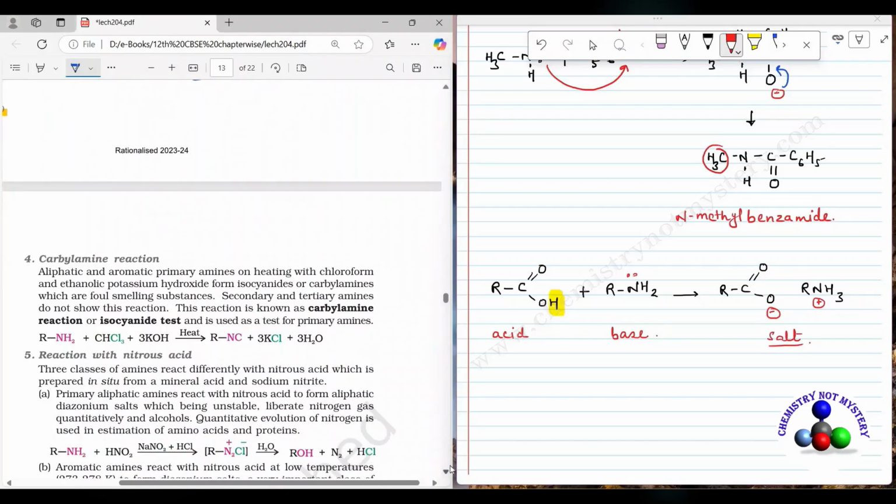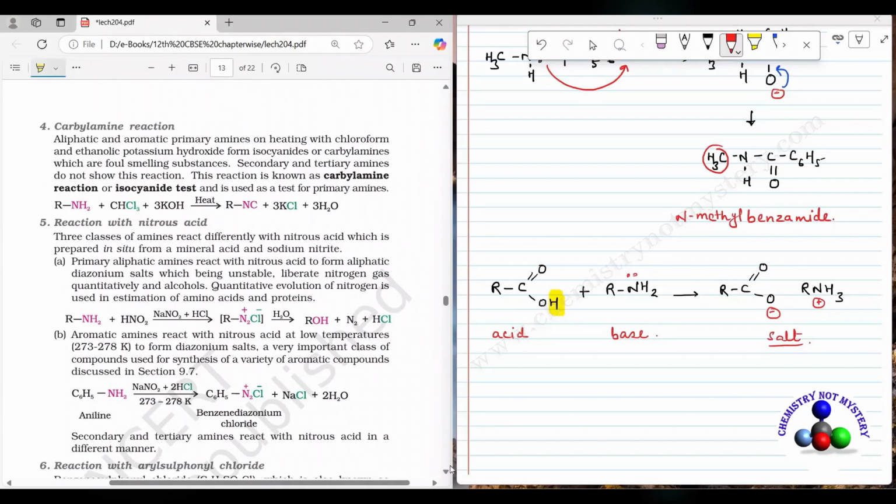Now let's read from the book. Next reaction is carbylamine reaction. Aliphatic and aromatic amines on heating with chloroform and ethanolic potassium hydroxide form isocyanide or carbylamines, which are foul smelling substances. Secondary and tertiary amines do not show this reaction. So this reaction is not shown by secondary and tertiary amines. This reaction is known as carbylamine reaction or isocyanide test, which is used to test primary amines.